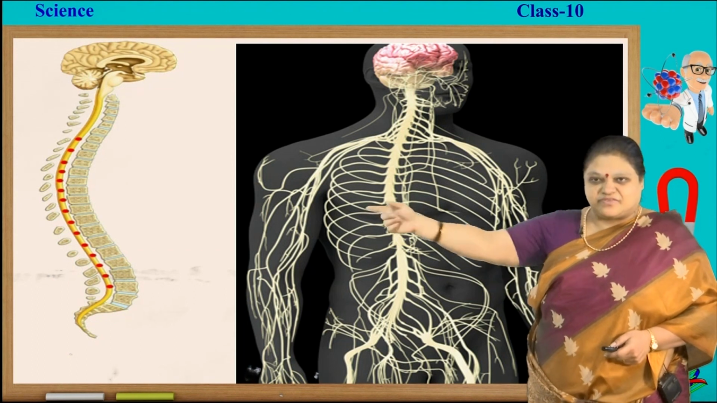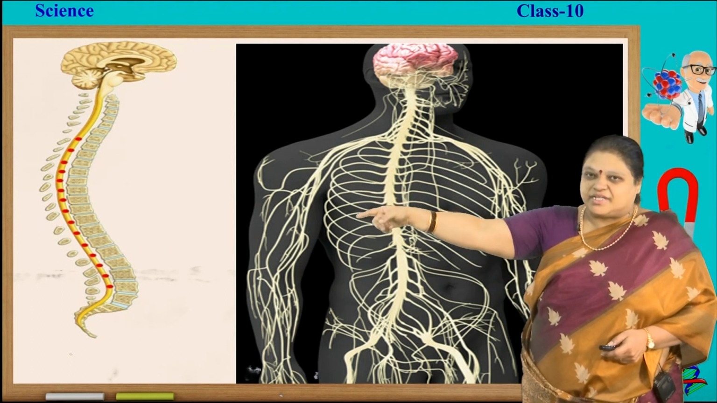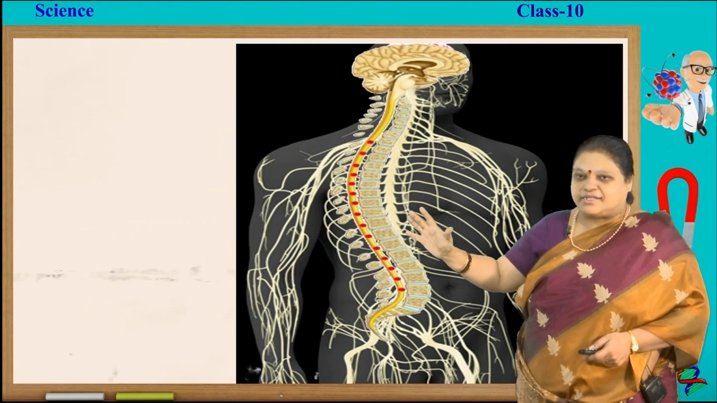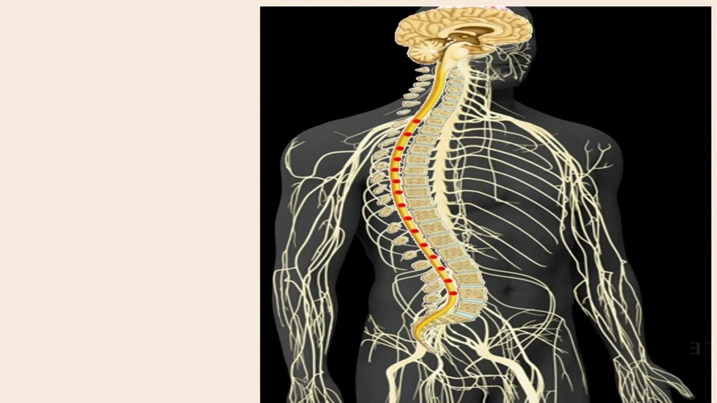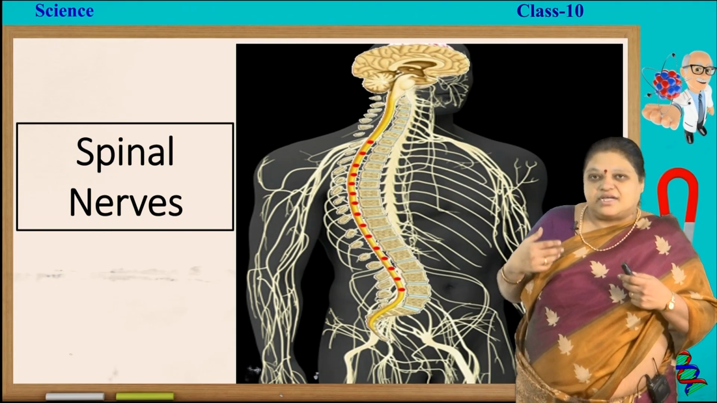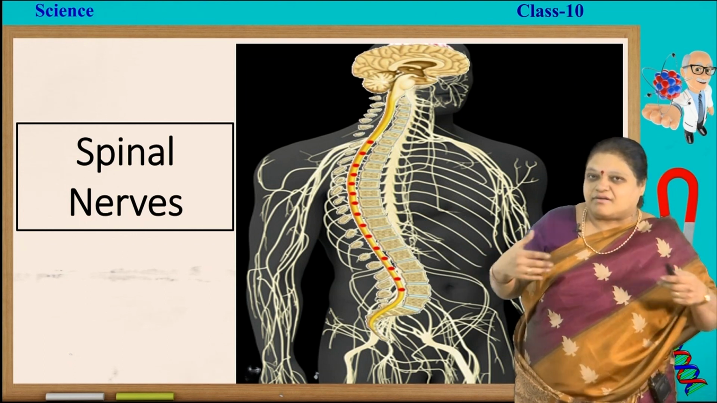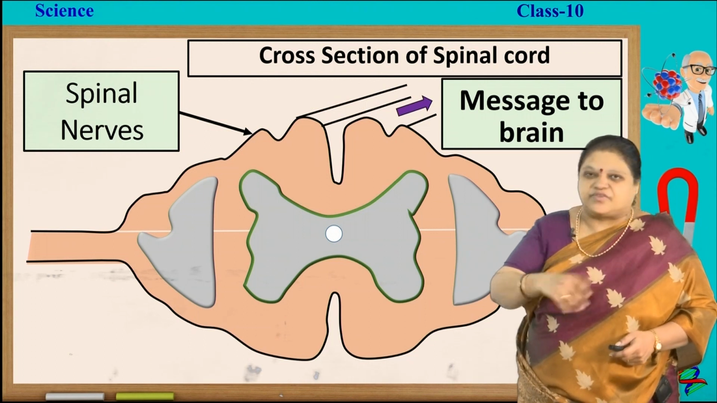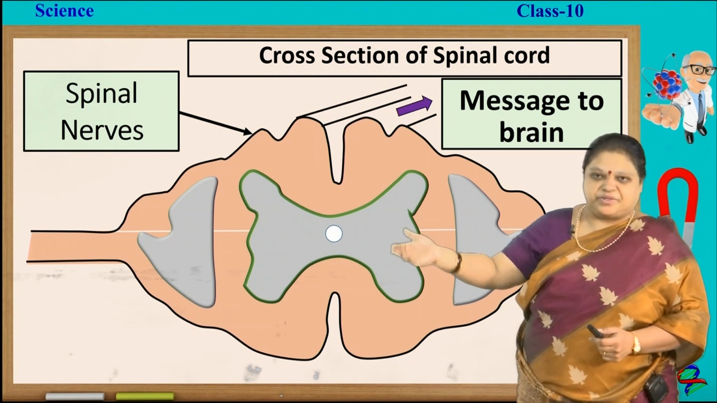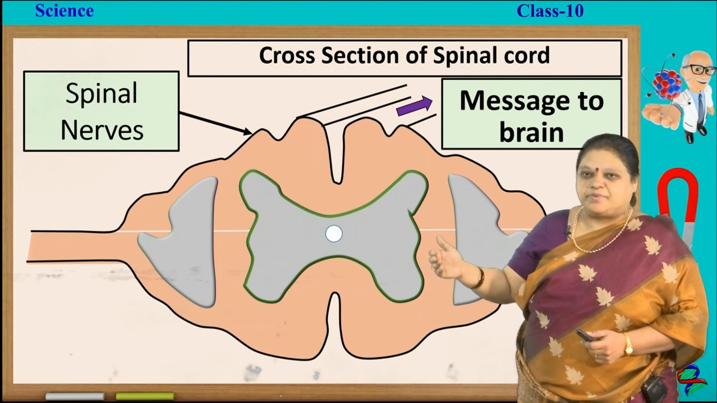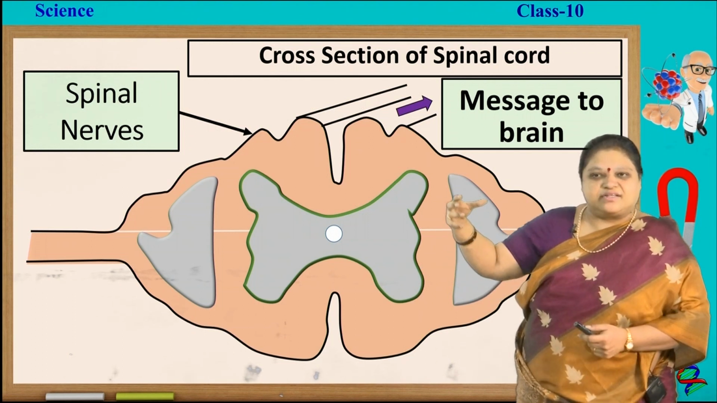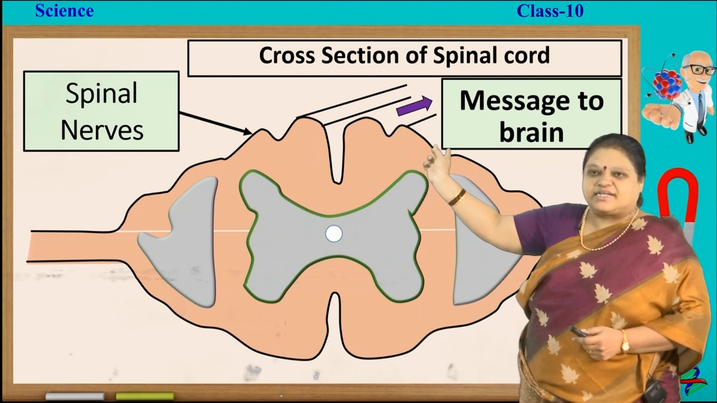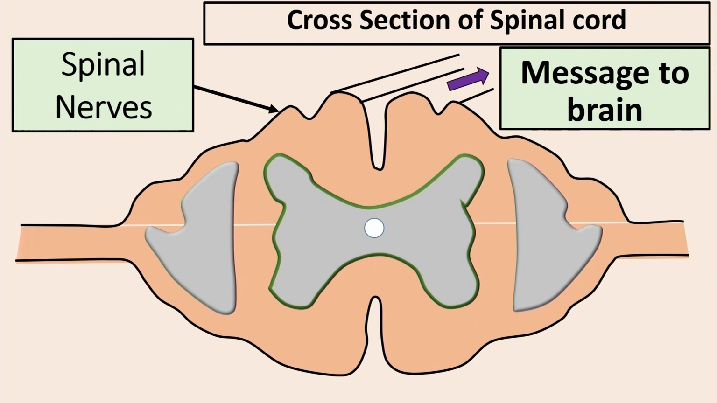Here in the first picture you see the vertebral column, and in this picture you can see the spinal cord. That is how it is positioned. It is protected. The nerves that arise from the spinal cord, you call them spinal nerves. If you take a cross section of the spinal cord, this is how it appears. The spinal nerves will bring the impulses, then it is processed, and then finally a message is sent to the brain.